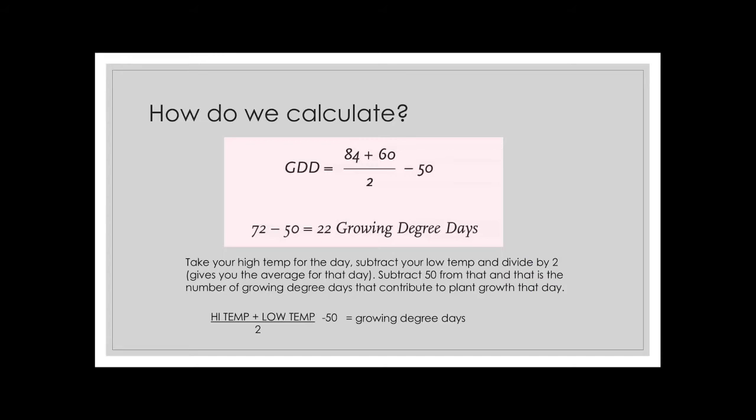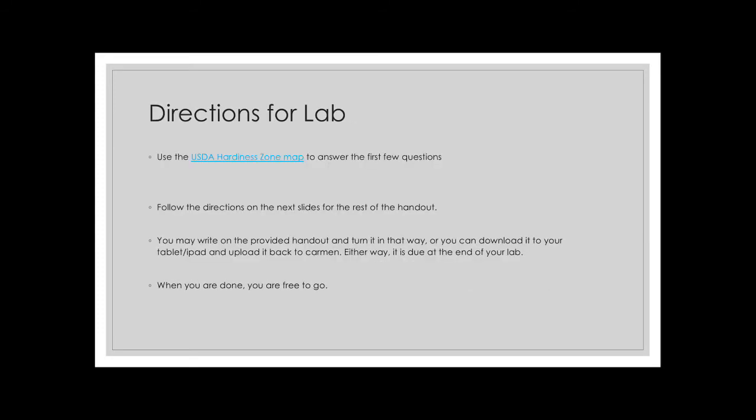All right, so if we take a look at that calculation, if your high is 84 and your low is 60, you divide that by 2 and you subtract 50, then you get 22 growing degree days. It doesn't have to do with the number of physical days. It is just a unit of measurement of the amount of relative time that contributes to plant growth.